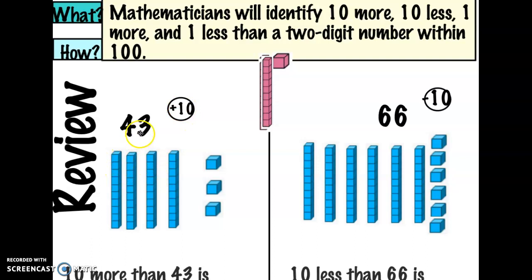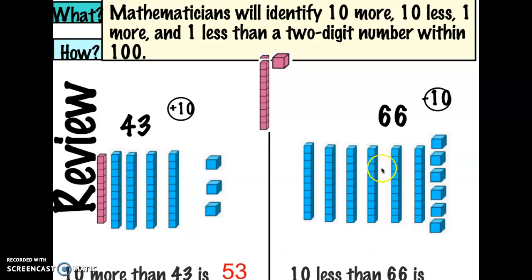Let's continue. Now we're being asked to find 10 more. So we have the number 43, 4 tens, 3 ones. So 10 more than 43. What do we have to do? We have to add a 10. Did you see that? So 10 more than 43 is 53.